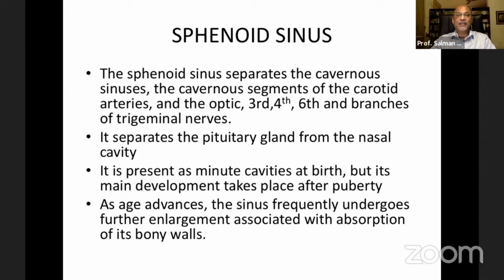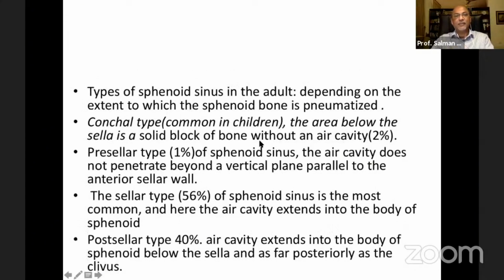So sphenoid sinus separates the cavernous sinus, the cavernous segment of the carotid arteries, the optics, the third, fourth, and sixth, and branches of trigeminal nerve. And we saw that in the schematic diagram that I showed earlier. It separates the pituitary gland from the nasal cavity. It is present as minute cavities at birth, but its main development takes place after puberty. So we need to know that if you're a kid, then obviously you'd have very, very small cavities and you'd have a conical type of sphenoid sinus. As age advances, the sinus frequently undergoes further enlargement associated with absorption of its bony walls. The types of sphenoid sinus in the adults depend on the extent to which the sphenoid bone is pneumatized.